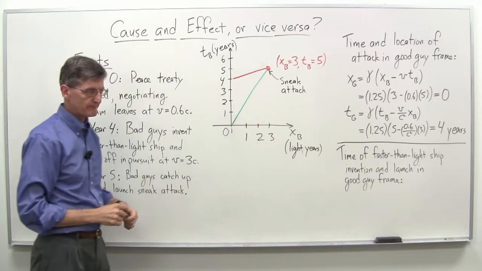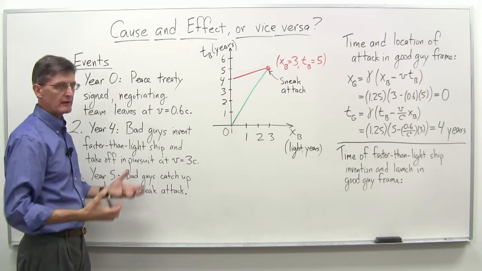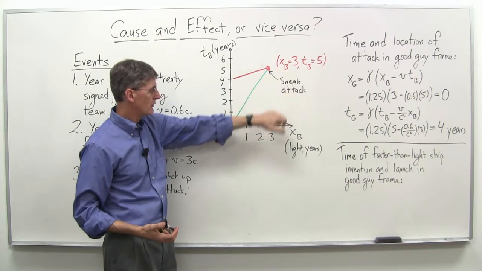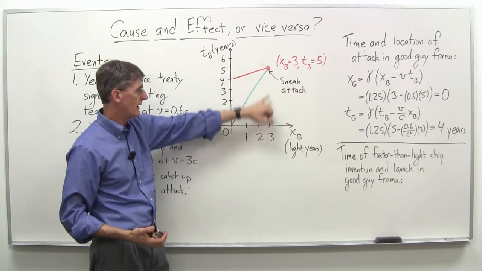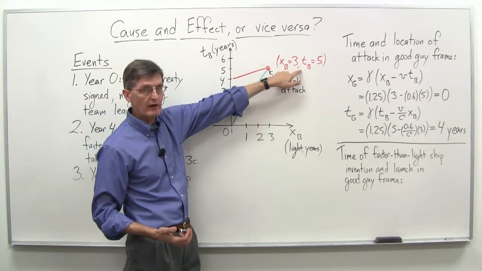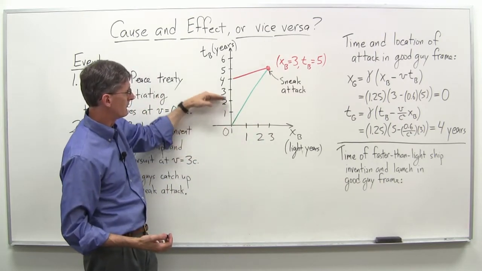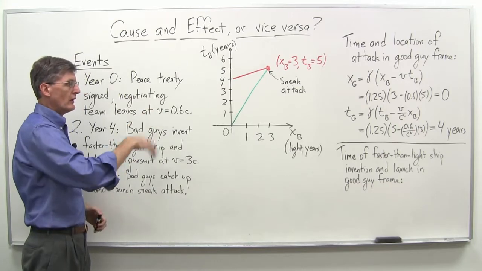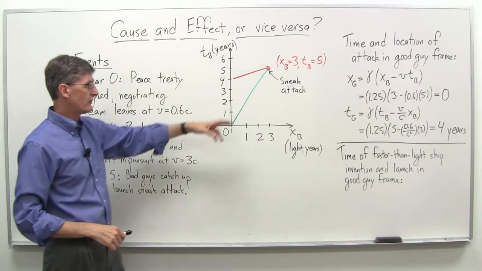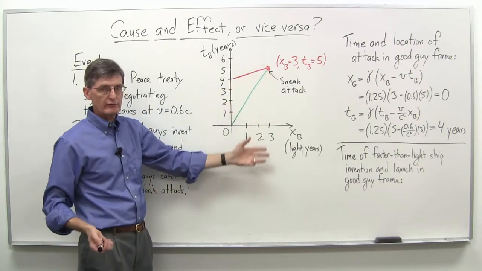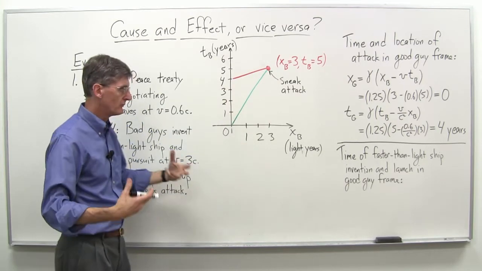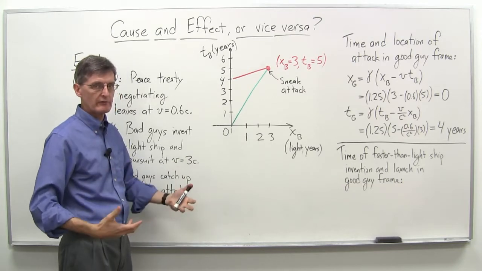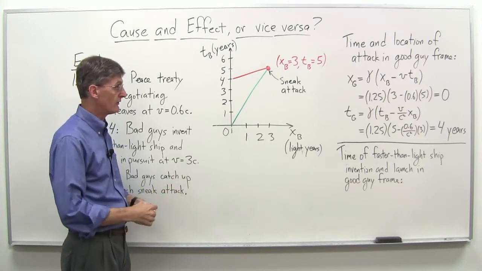And from the bad guy's perspective, that sneak attack occurs at x sub b equals 3, 3 light years away, and a time of 5 years, ticking off from 0 here. And what we'd like to figure out is, what is the time and location of this attack in the good guys' frame of reference? Where they assume they're on their ship, they actually see the home planet receding away from them, they consider themselves at rest, or can consider that.